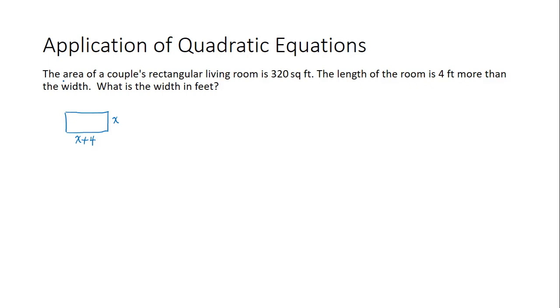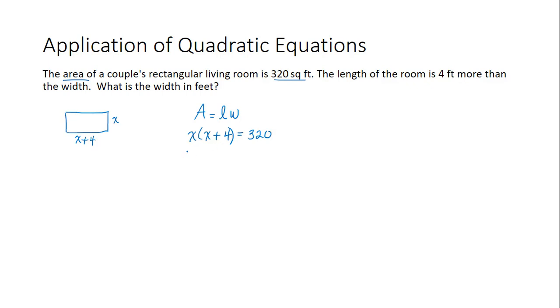And then we know that the area of the room is 320 square feet. Recall that the area of a rectangle is length times width. So when we multiply X and X plus 4, we're going to set that equal to the area, which is 320 square feet. So therefore we have this quadratic equation, right? X times X plus 4 equals 320.